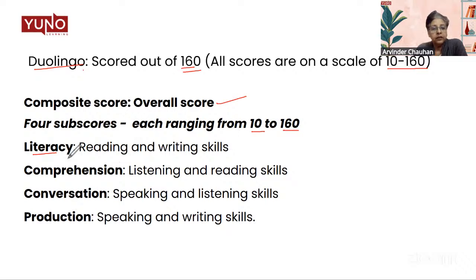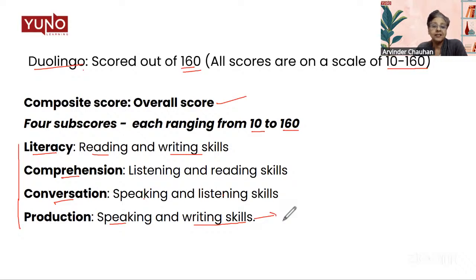Literacy. In the others, like in IELTS, we had reading, listening, writing, and speaking. Here we've got literacy as one of those. And what goes into literacy? Reading and writing skills. This is kind of integrated. Comprehension is listening and reading skills. Conversation is speaking and listening skills. And production is speaking and writing skills.